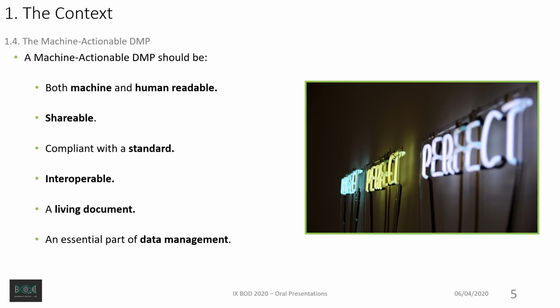So what is the machine-actionable DMP? And what should it be? Well, it should be both machine and human readable, as the name indicates. It should be shareable, it should comply with a standard, and it should be interoperable. In essence, a living document that is an essential part of data management.